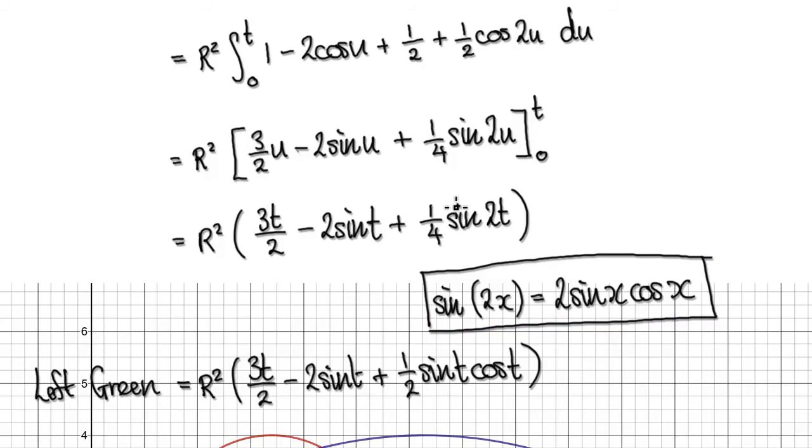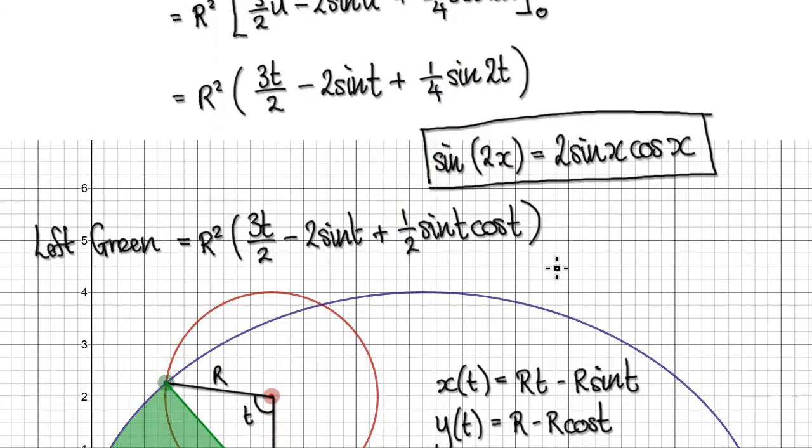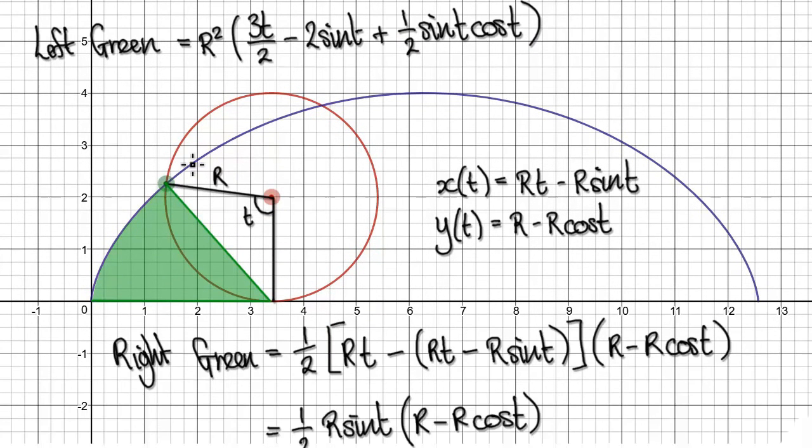Hang on, let me think. This whole thing here will then become this thing here because we used this. So that will then take us to here. So the left green, remember the left green is this area here. It's given by this whole thing here.